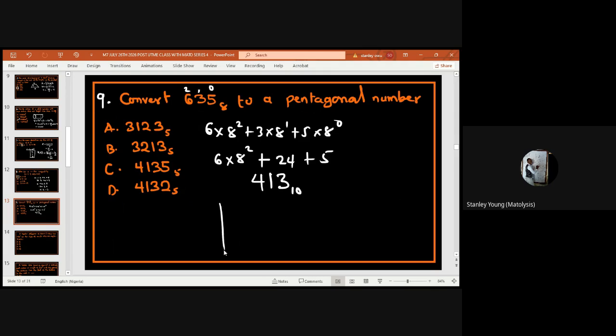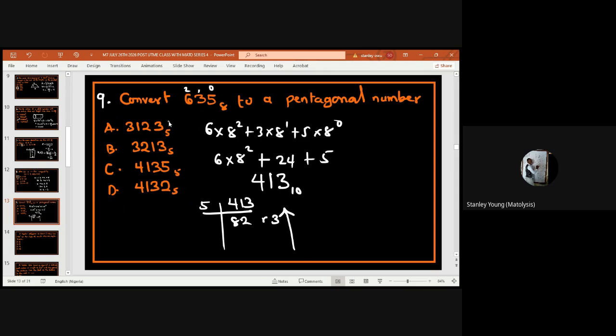To convert a number to base 5, you do a repeated division of that number by the given base, in this case 5, and write down the remainder. And when you are done, you write the remainders from bottom to top. 5 in 413, that's 82 remainder 3. 5 in 82, that's 16 times remainder 2. Don't forget that my final answer should end in 3.